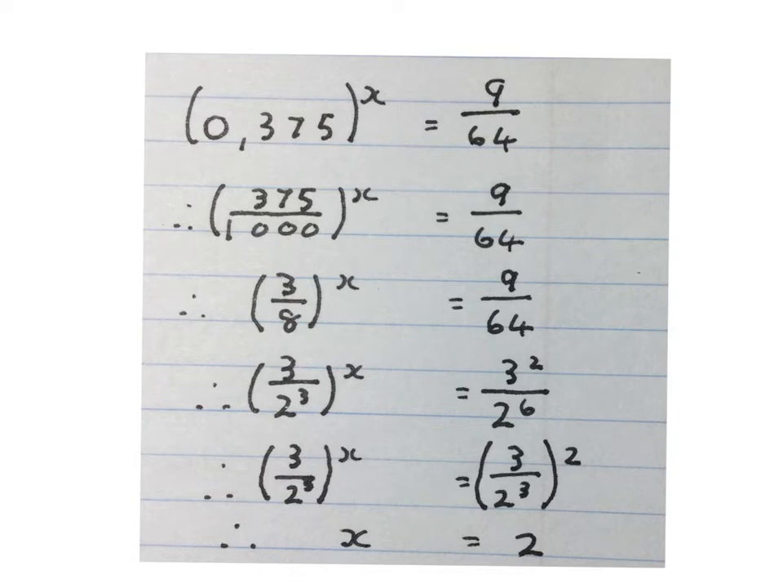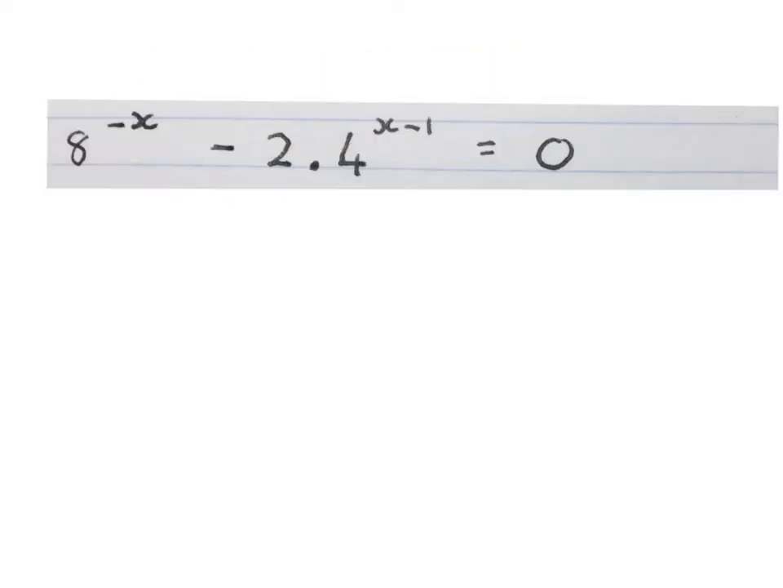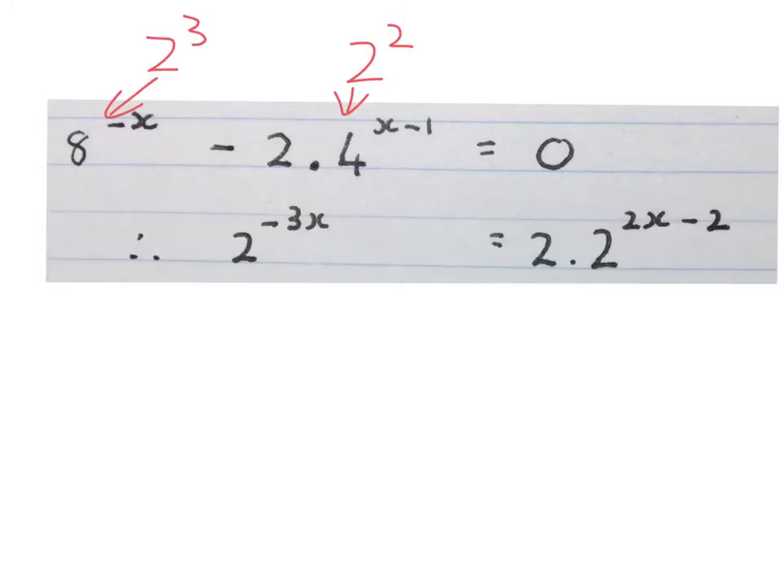Please stop the video and get your brain around this one. The next equation looks like this, and we have to solve for x. The first thing we can do is to take this to this side. The 8 becomes 2 to the power of 3, so that becomes 2 to the power of minus 3x. If you multiply that 3 with that minus x, that is the exponent.